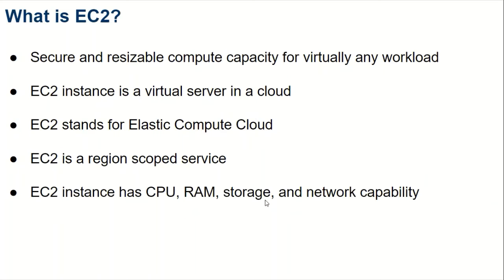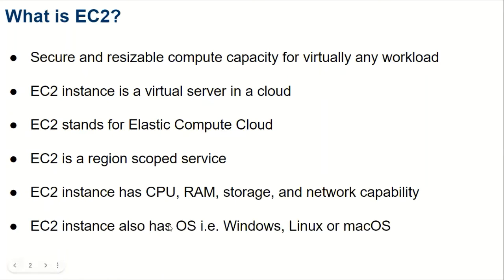When you're launching an EC2 instance, you have to select your hardware profile and your operating system. Your hardware profile includes your CPU, your RAM, your storage and networking capabilities, and you can choose your operating system from Windows or Linux or Mac OS. That means EC2 is quite flexible in terms of selection of hardware and software. Just to summarize, EC2 is a virtual server and it stands for Elastic Compute Cloud. It is a region scope service and you can select your hardware and operating system.